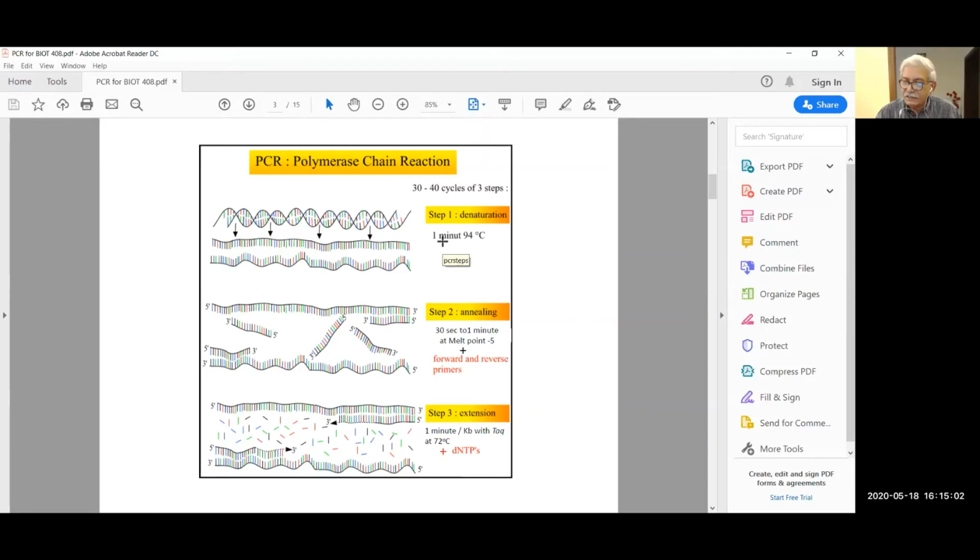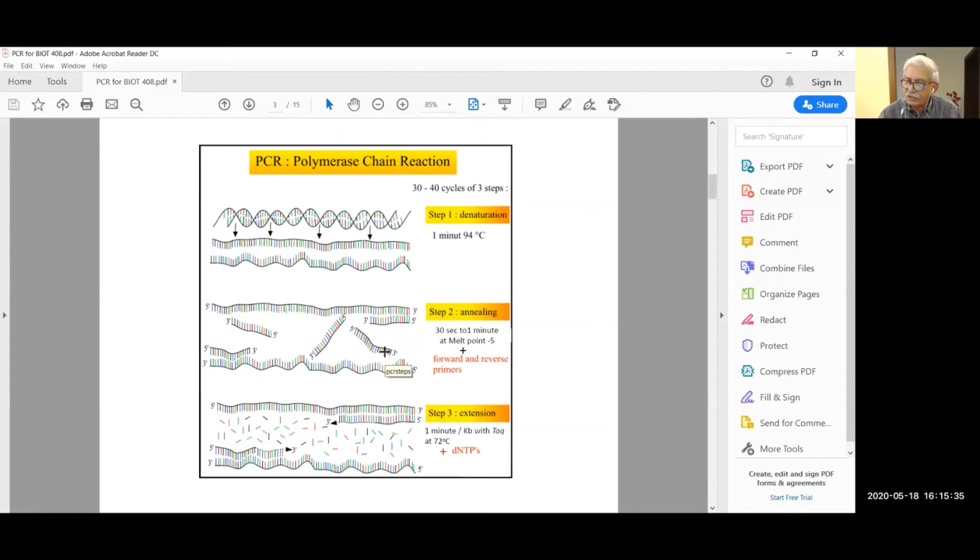Okay? It's not a cycle. It is just a single treatment at 94 degrees centigrade for 5 minutes, and then you can start your cycles on that. So what happens? The two strands, they get separated. They have the primers in there, and the primers only bind to the single strand if you drop down the temperature. The temperature drop to what temperature is dependent on the kind of primer that you are using.